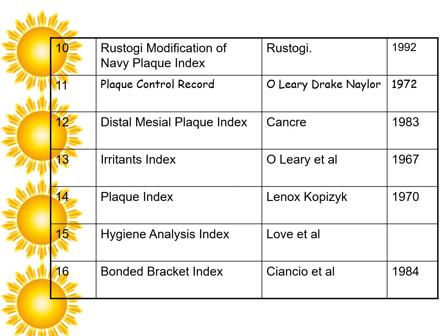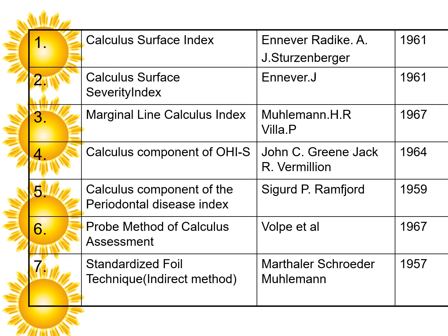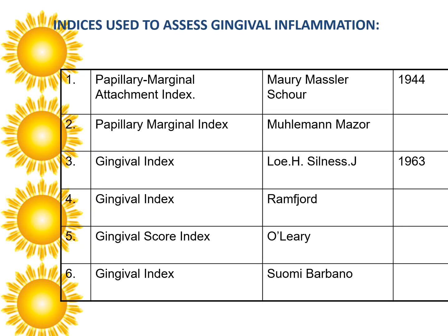And kindly go through these indices also. And moving on to calculus indices: calculus surface index, calculus surface severity index, and the calculus component of the OHIS given by Greene and Vermillion are very important indices that you should know. And the calculus component of the periodontal disease index given by Ramfjord is also important.